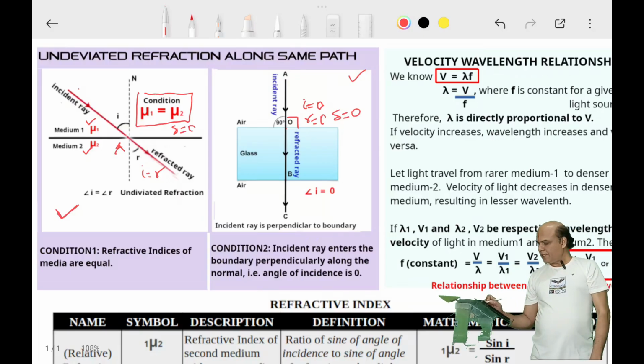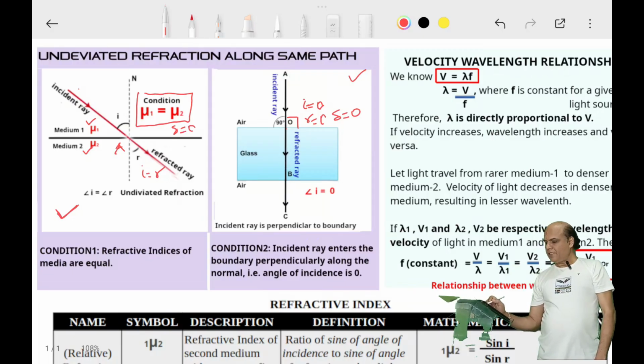The only thing that is changing here is the velocity of light. The velocity of light in air would be high, whereas the velocity of light reduces as it enters glass. Again, the velocity of light increases as it enters air. So this is again undeviated refraction along the same path.